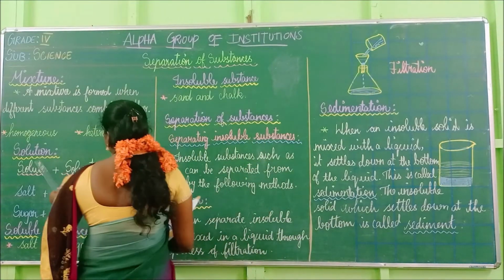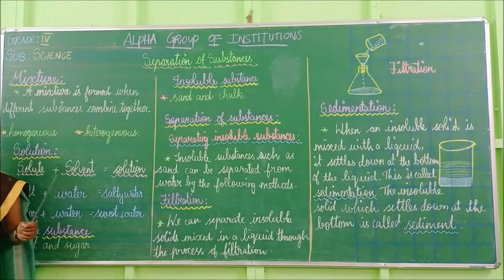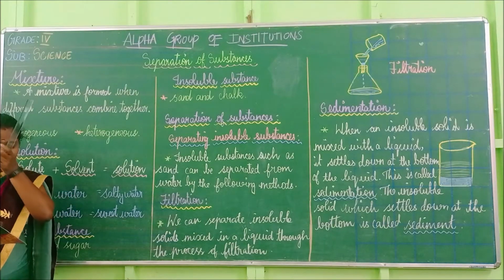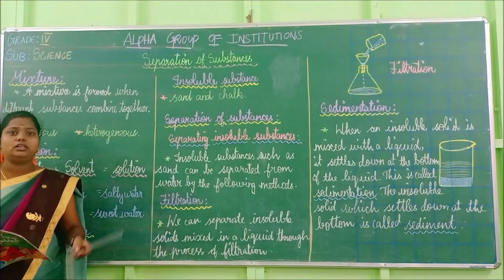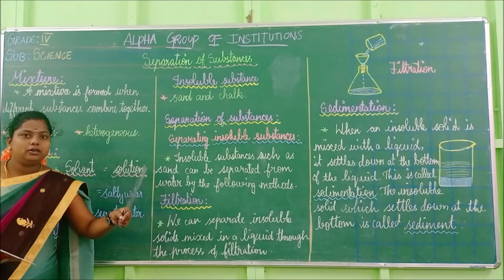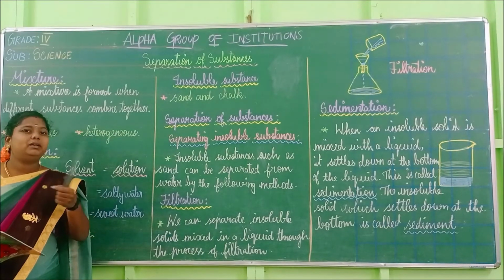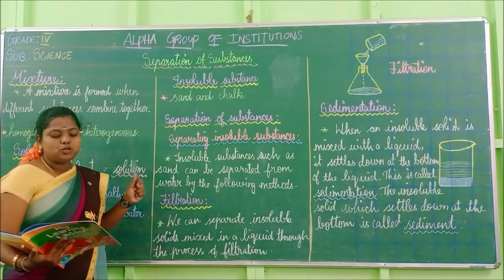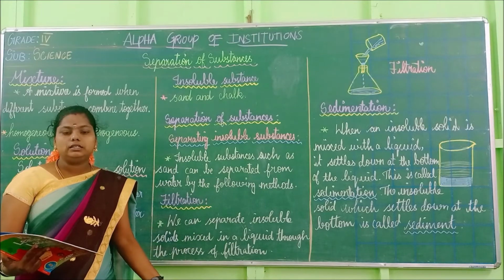The next one is solutions. Add sugar to water and taste the water. It will taste sweet. Similarly, add salt to the water and taste the water, it will be salty. We all know that when you add sugar, it will be sweet water. When you add salt, it will be salty water. Some solids dissolve easily in liquid.